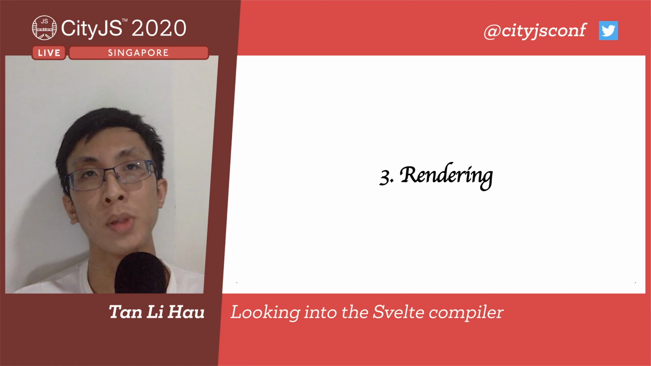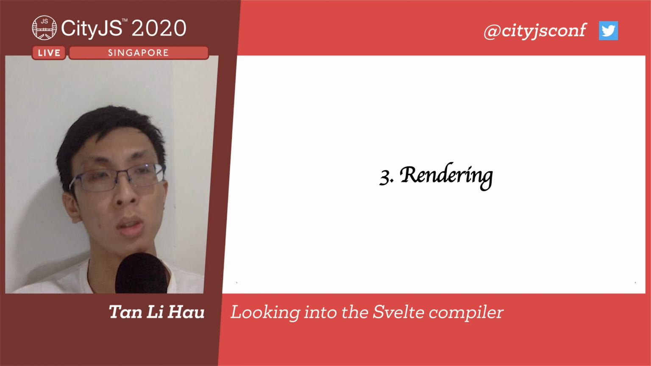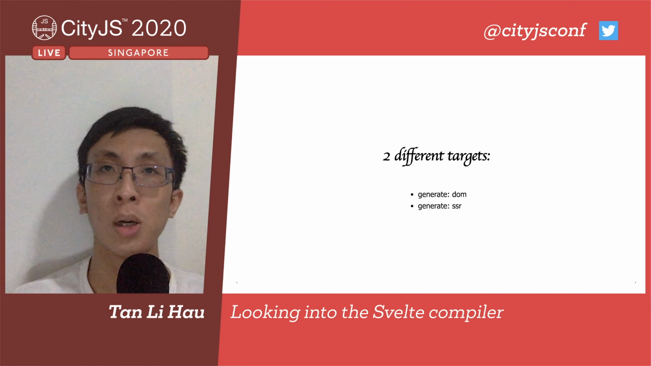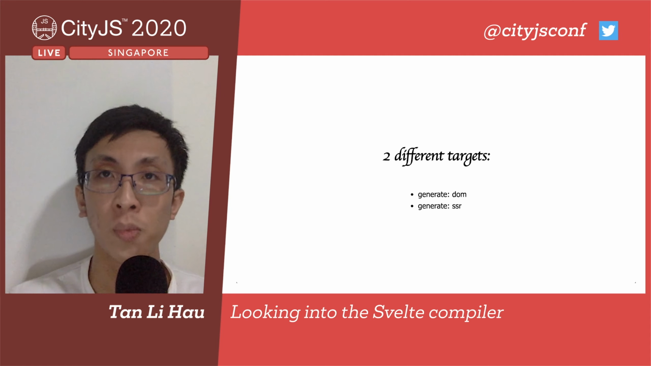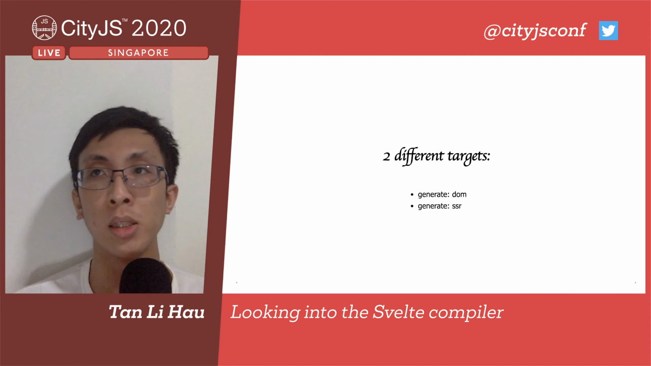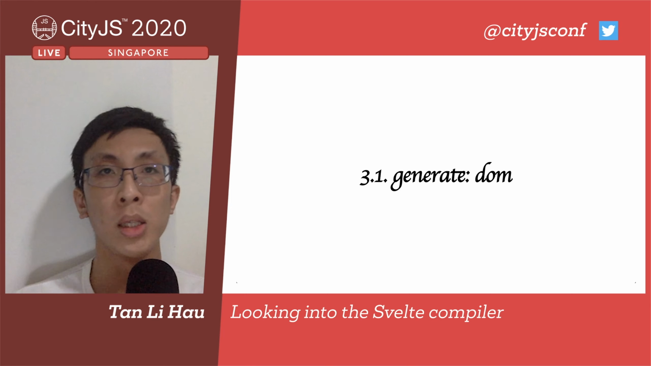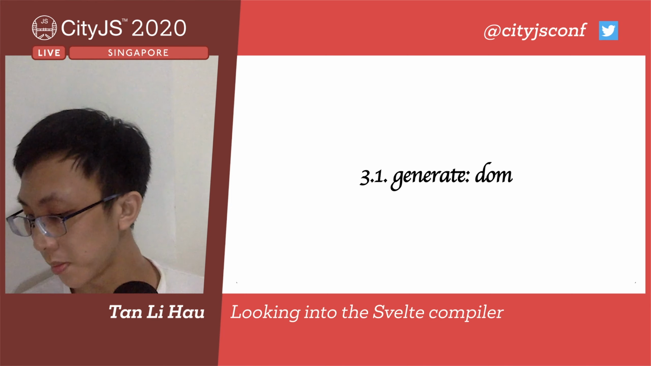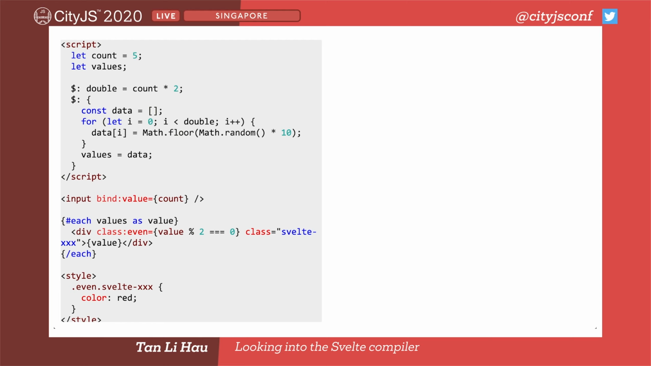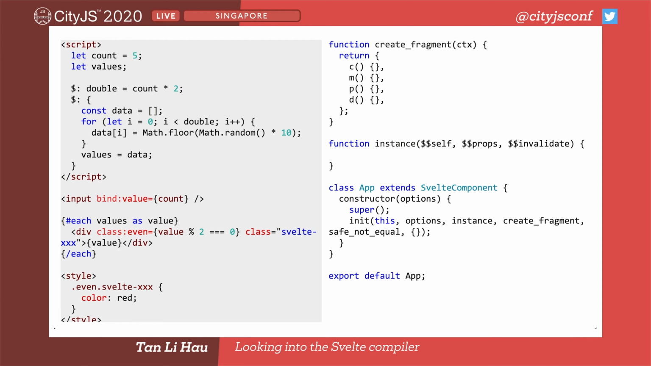This step is where Svelte will generate the JavaScript code. There are two different compile targets. One is for the DOM, for the client side, and another is SSR for the server side. Let's first take a look at the DOM render target. Here we have the source code, and here is the outline of what the DOM output looks like.